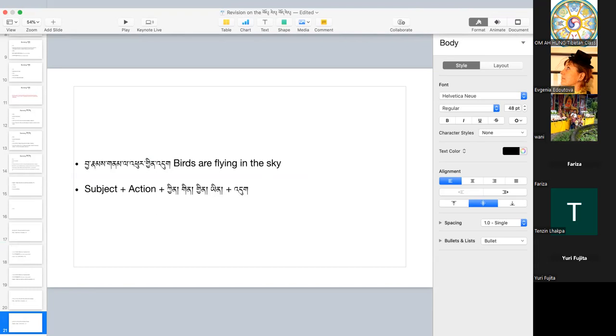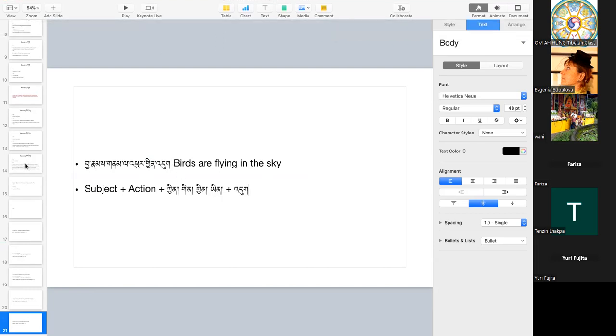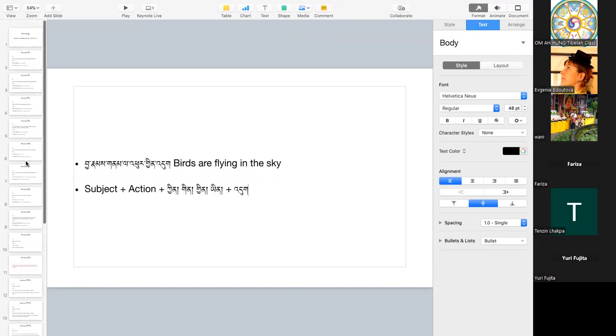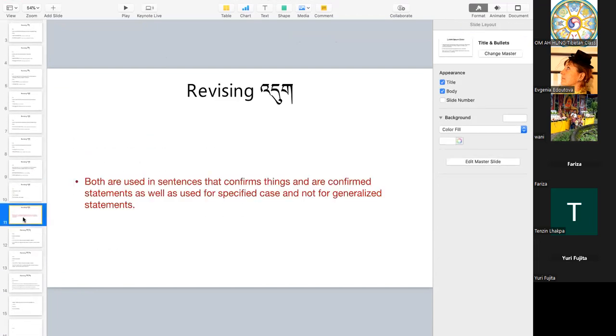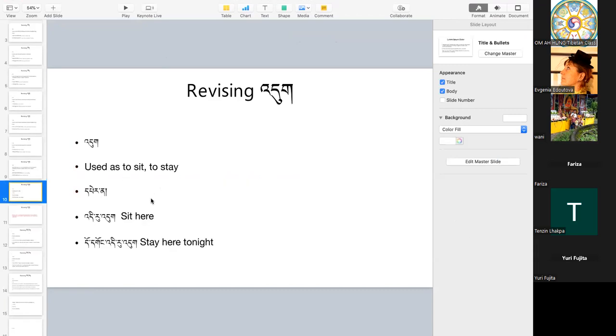Subject action. So subject action and kin yin for continuation, and then confirmation of the action in present tense by tuk. Okay, so today it seems that we will have to stop at tuk, but this is the last usage case of tuk to show that someone is used as to say to sit or to stay.